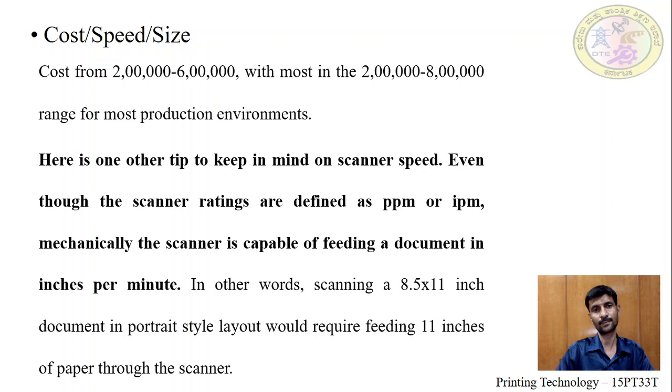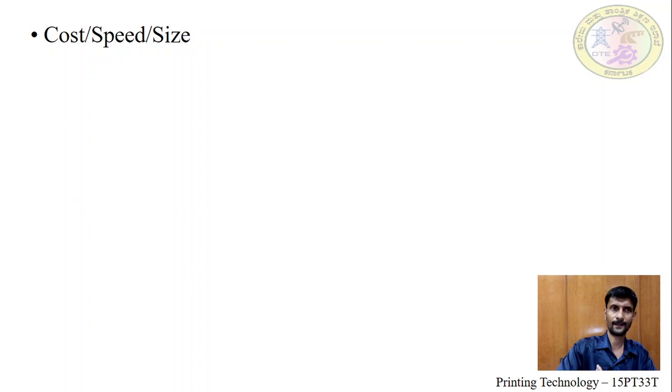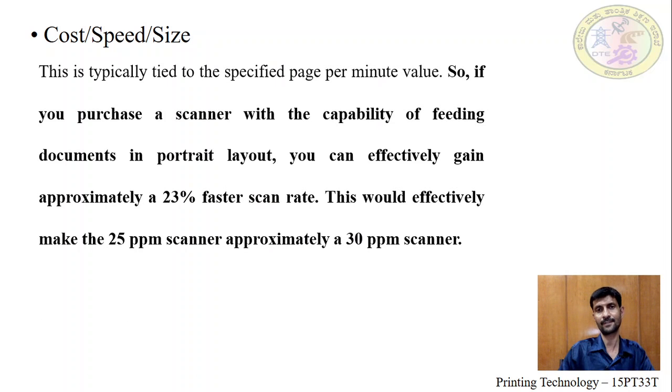Here is one other tip to keep in mind: scan speeds. Even though scanner ratings are displayed in ppm or IPM, mathematically the scanner is mechanically feeding a document in inches per unit of time. In other words, it scans an 8.5 by 11 inch document, which may be called letter, or sometimes the standard A4 size. It requires feeding 11 inches of paper through the scanner, which is then tied to the specific pages per minute value.